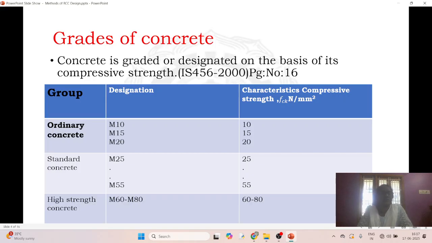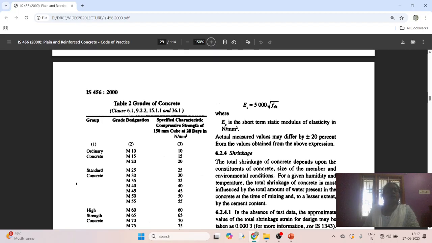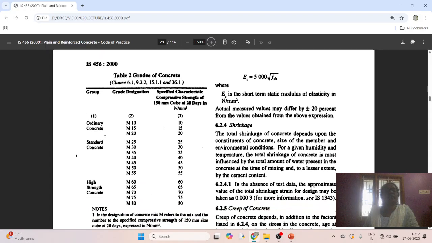Grade of concrete. The concrete is graded or designated on the basis of its compressive strength. These details are available in IS 456:2000. Grade of concrete, Table 2, is available in IS 456:2000. Group of concrete, then grade designation, specified characteristic compressive strength of 150 mm cubes at 28 days in Newton per mm squared.